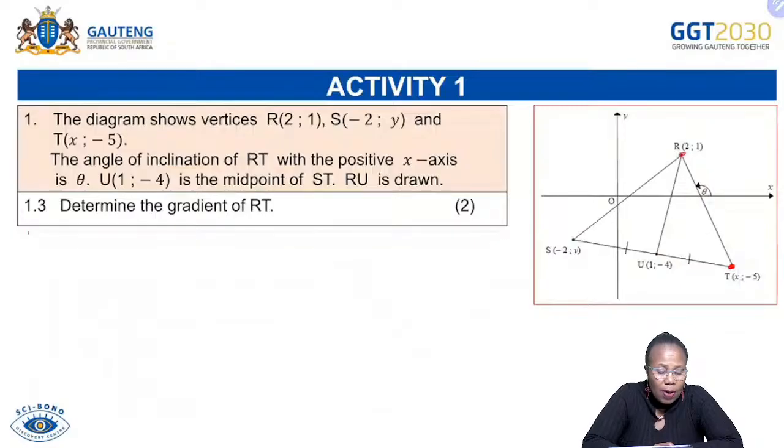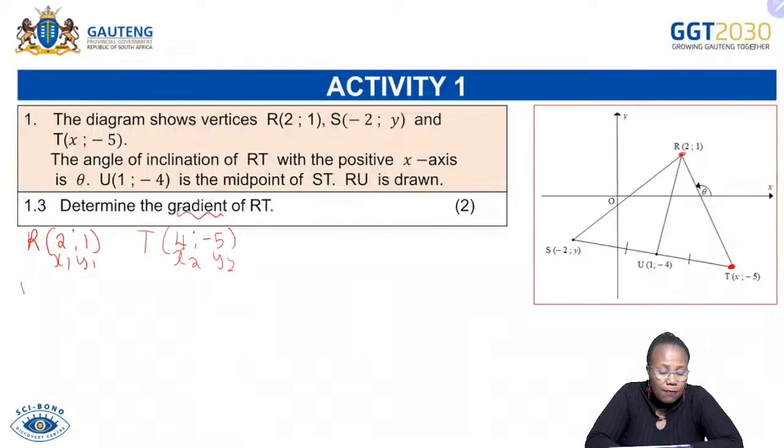So we are having our R, which is (2; 1). And then now we have T from the previous solution. We said this X is 4. Then it will be (4; -5). And then this will be your X1, your Y1, and your X2 and your Y2. So we are looking at the gradient now.